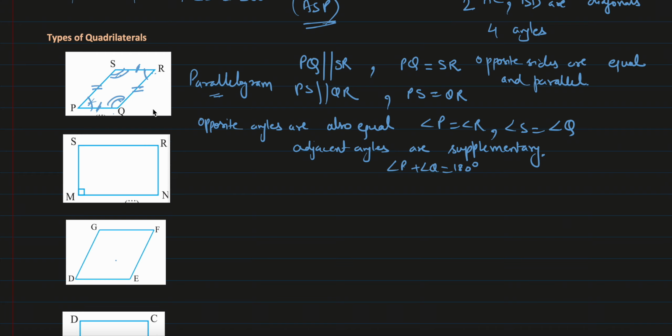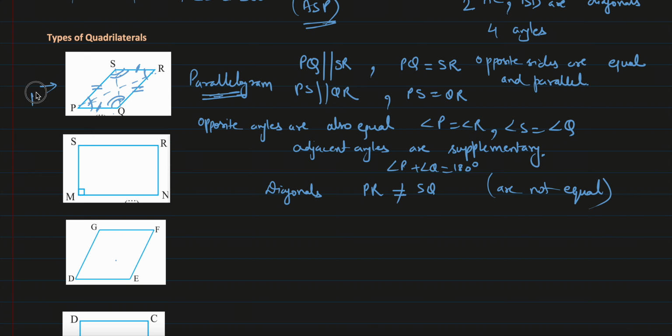Plus one more property is there, that the diagonals here. Diagonal means if I join PR and SQ, the diagonals PR is not equal to SQ. Diagonals are not equal. So till here we talked about the properties of a parallelogram.